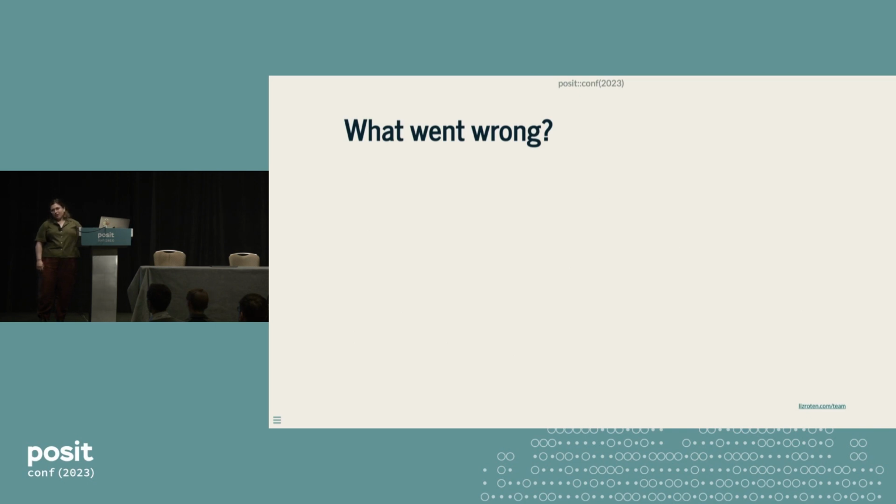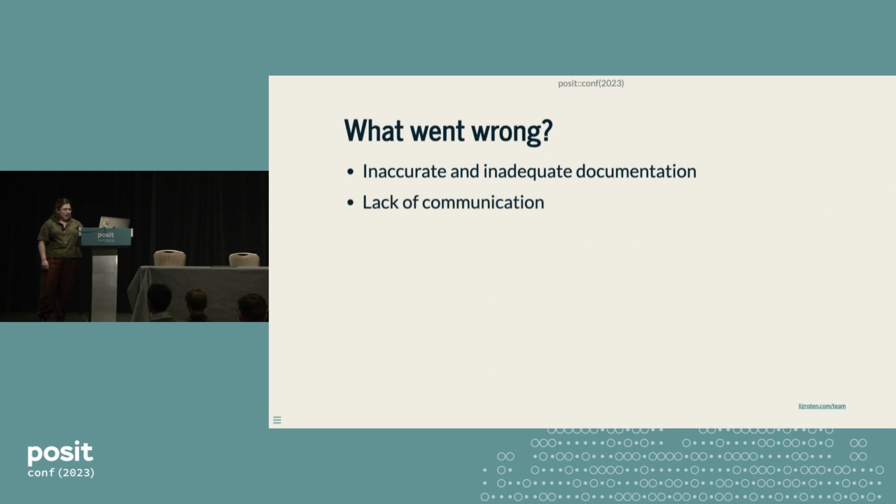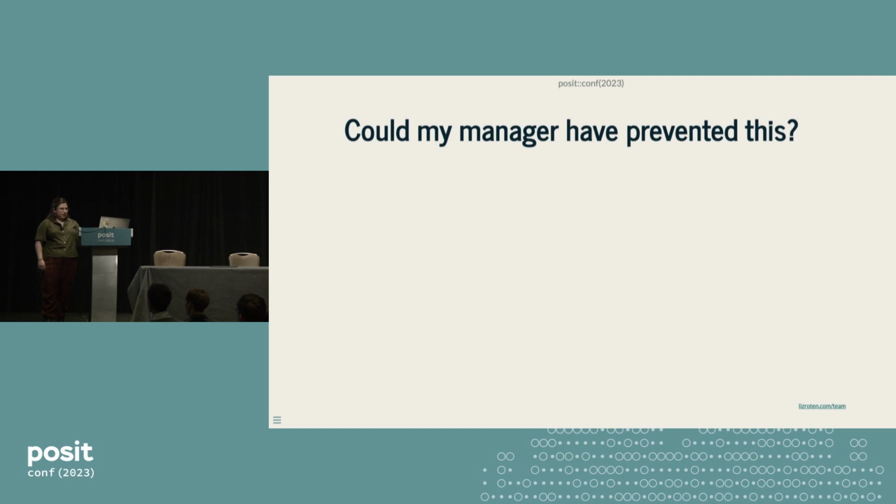So what went wrong? There were several things. First, there was inaccurate and inadequate documentation on my part. There was also a lack of communication. So I didn't adequately convey the changes I was making to my colleague, and so they didn't know what to expect. And we also had mismatched priorities. I was having fun tinkering with my package, and my colleague actually had something to get out into the world. So that conflicted.